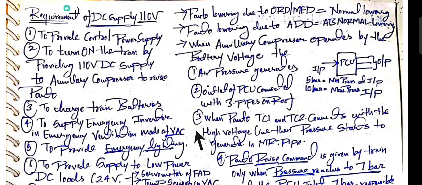So in this video I'm going to talk about the requirement of DC supply, 110 volt DC supply in our train. First of all, before starting with this topic, we need to understand there are two types of supply which have been used in our train. First is the traction supply and second is the auxiliary supply. Now what is traction supply?